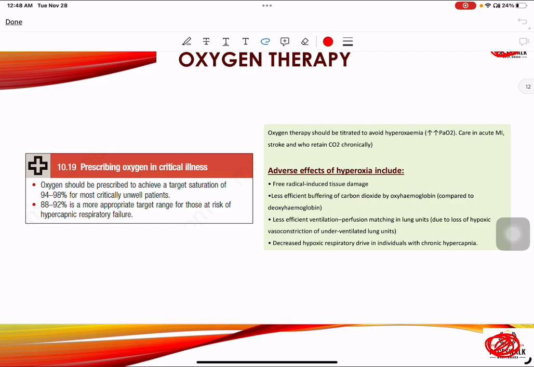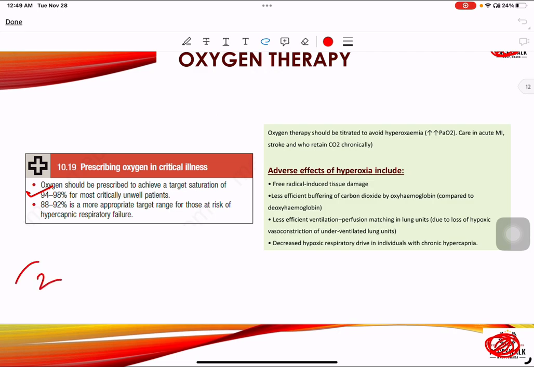So sometimes we give oxygen therapy, but what are the indications of oxygen therapy? Oxygen should be prescribed to achieve a target saturation of 94 to 98% for most critically unwell patients. But we have to remember that for those who have chronic type 2 respiratory failure like COPD, we maintain oxygen saturation at 88 to 92%, not more than that, because hypercapnia is a stimulator for respiratory drive.